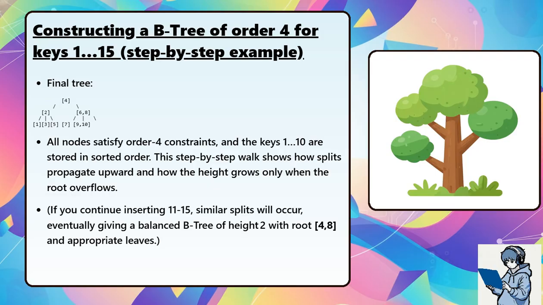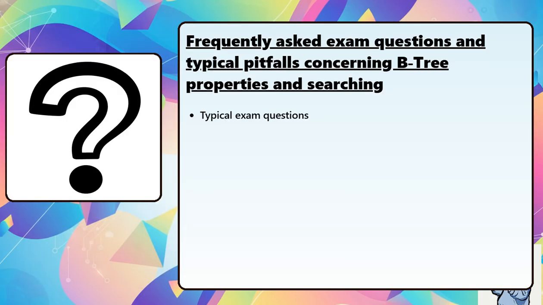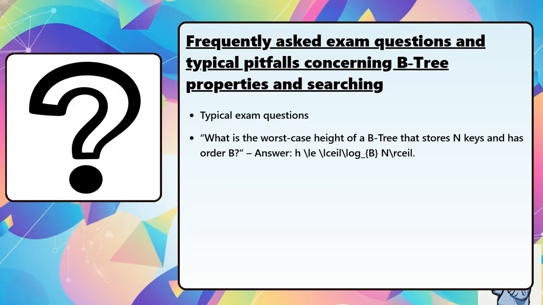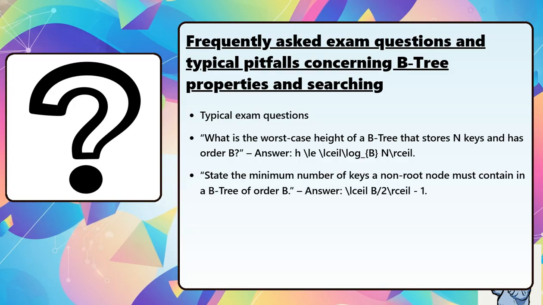If you continue inserting 11 through 15, similar splits will occur, eventually giving a balanced B tree of height 2 with root 4 and 8 and appropriate leaves. Typical exam questions. What is the worst case height of a B tree that stores n keys and has order B? Answer: h is less than or equal to the ceiling of log base B of n. State the minimum number of keys a non-root node must contain in a B tree of order B. Answer: the ceiling of B over 2, minus 1.